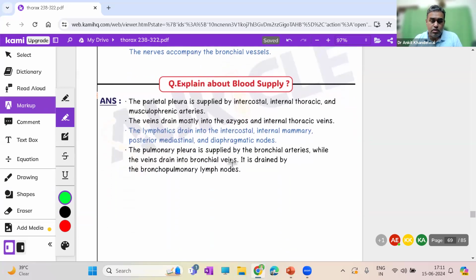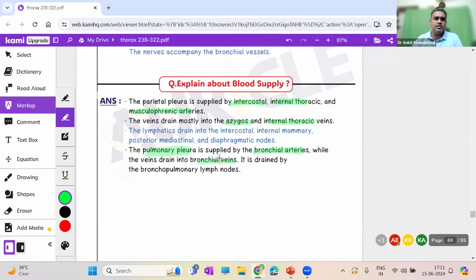You already know. The parietal pleura is supplied by the intercostal arteries, branches of the internal thoracic and so on. So the same intercostal arteries are supplying the parietal pleura. The veins will drain into the azygos in the posterior part, and the anterior part of the parietal pleura will drain to the internal thoracic vein. The pulmonary or visceral pleura, on the other hand, will be supplied by the arteries that are supplying the lungs. They are basically bronchial arteries, drained by bronchial veins, simple as that.